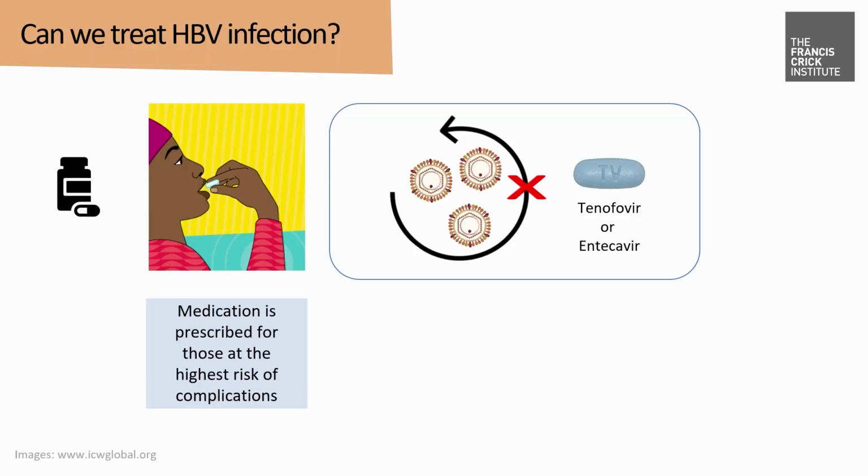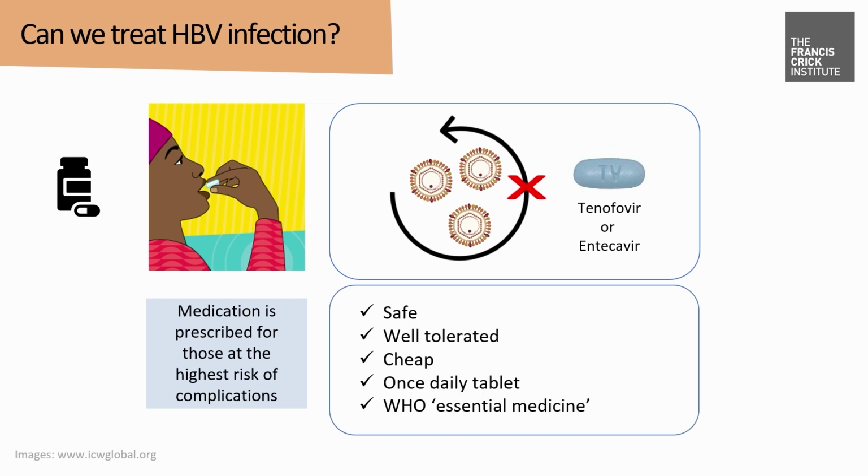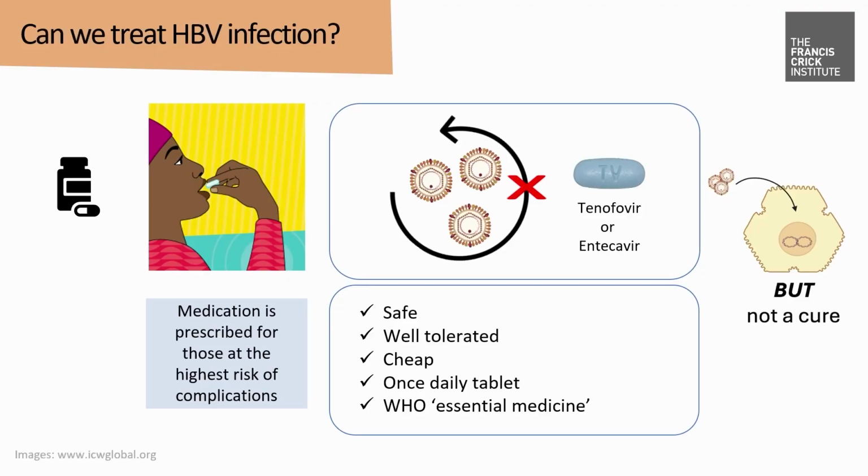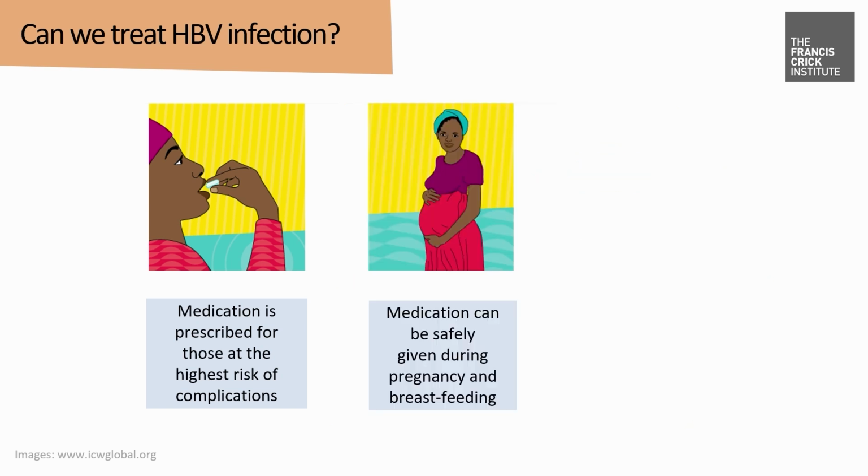The treatments that we use are called tenofovir or entecavir, and they block that replication process of the virus. And the good thing is these are safe, they're generally free of side effects, they're easy to take, and they're on the World Health Organization list of essential medications, which means they should be available everywhere. But they're not curative because of that cellular reservoir of hepatitis B, which these drugs don't get rid of.